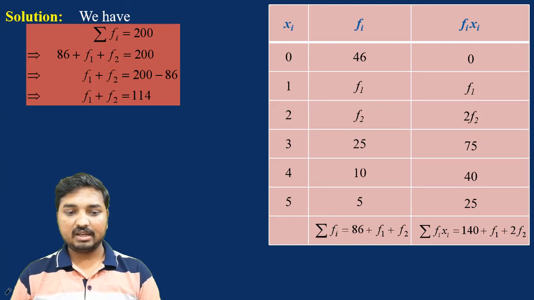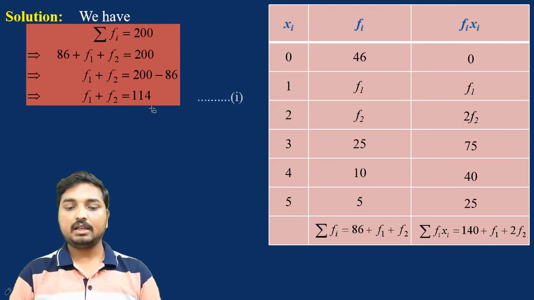The remaining steps are simplification. Shift 86 towards the right side: 200 minus 86, and then F1 plus F2 is equal to 114. 200 minus 86 gives 114, and you have to denote this as equation number 1.